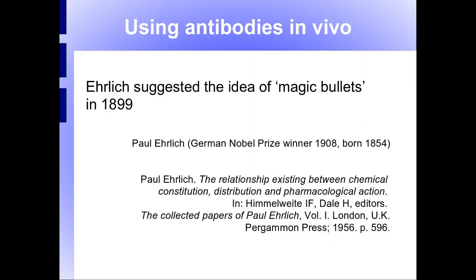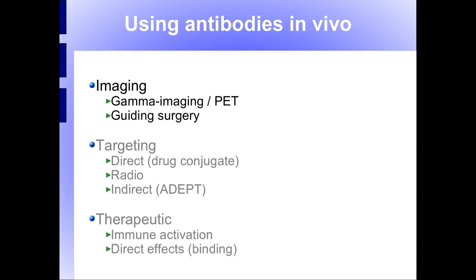Now, Paul Ehrlich, who was a German Nobel Prize winner in 1908, born in 1854, first suggested the idea of magic bullet drugs. In other words, drugs that would target a particular molecule, would go to the site of that molecule without having side effects throughout the rest of the body. And really, antibodies fulfill that kind of desire.